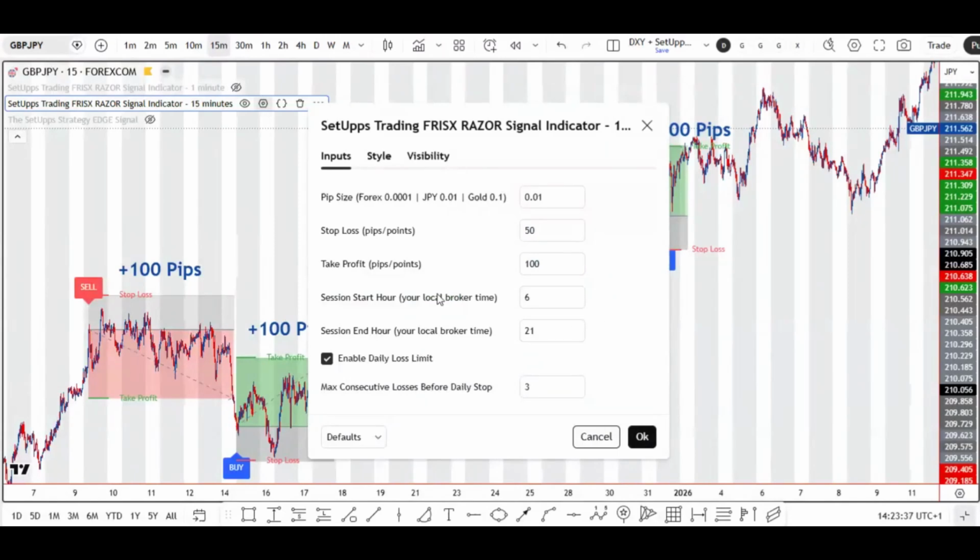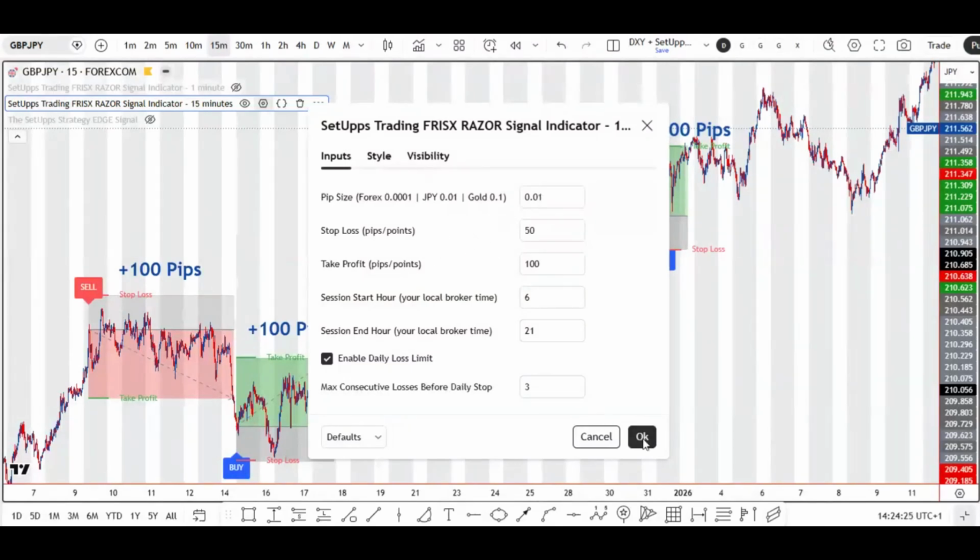Another key feature of this indicator is that it's got a built-in risk management tool where I can set it to 1, 2 or 3, but I tend to leave it at 3. As you can see, maximum consecutive losses before daily stop means if it hits 3 losses consecutively, then it would not trigger any more signals until the next trading session. It's a good risk management feature I've got in place, so it protects you. I can get into these settings later on, but I'm not going to get into it now.